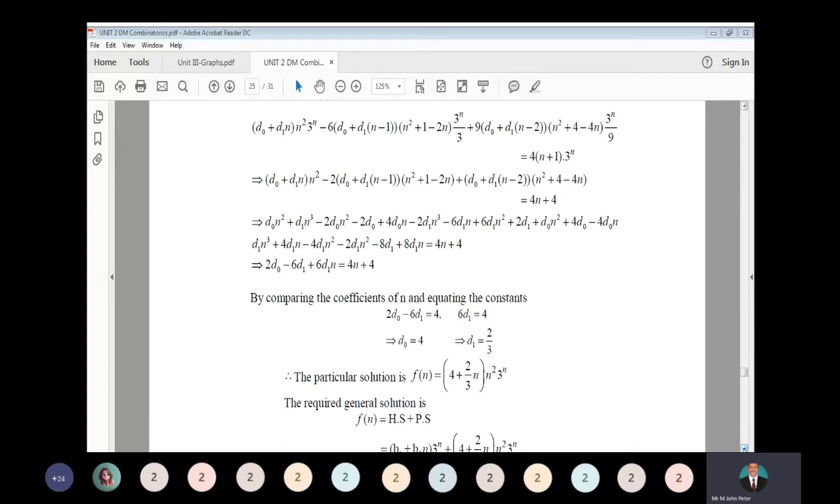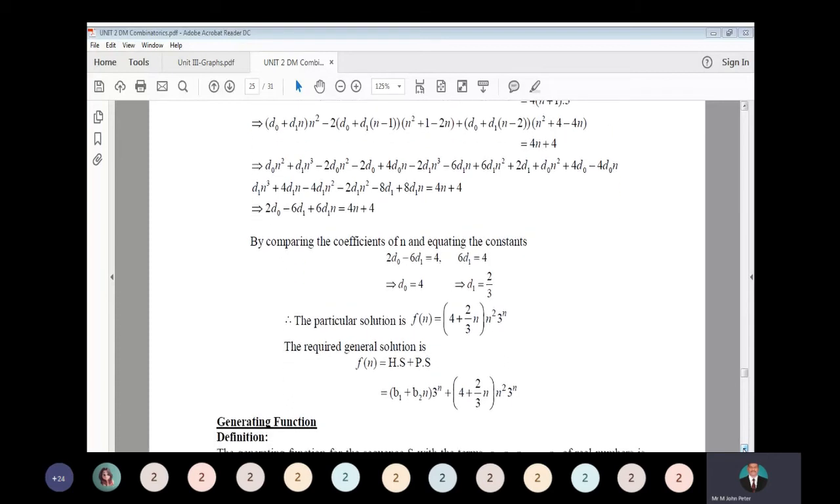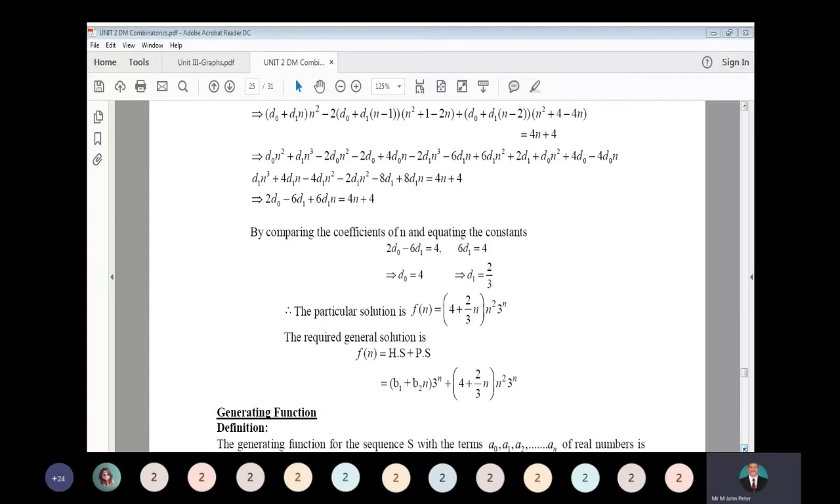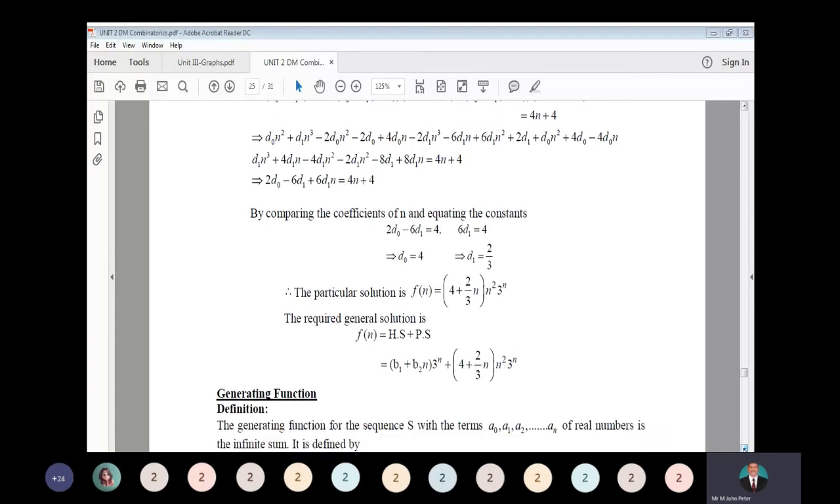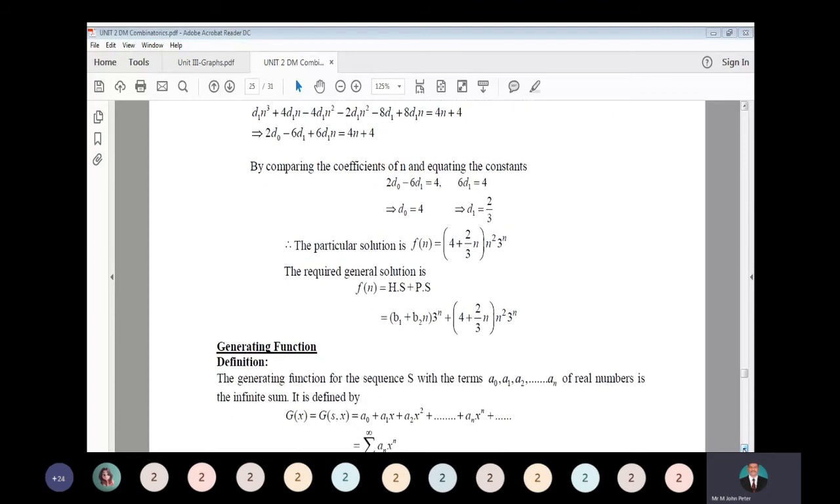With these values of d0 and d1, you get f(n) = (4 + (2/3) n) n² 3^n. So the required general solution is homogeneous solution plus particular solution. That is (b1 + b2 n) 3^n + (4 + (2/3) n) n² 3^n.